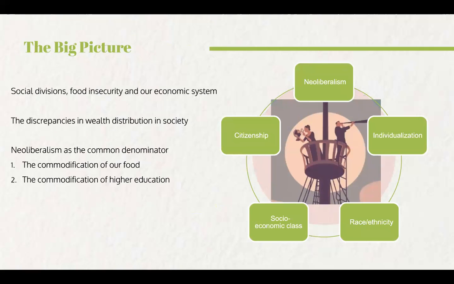This trend is evident in the past 30 years, where the discrepancies in wealth are not evenly distributed in society, but rather we find higher rates of low-income households and poverty among marginalized groups, such as racial minorities and non-citizens. But since we're limited on time, we'll only look at how neoliberalism affects food insecurity through the commodification of food and the commodification of higher education.